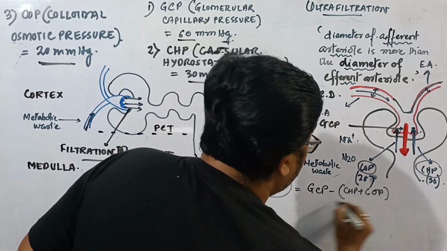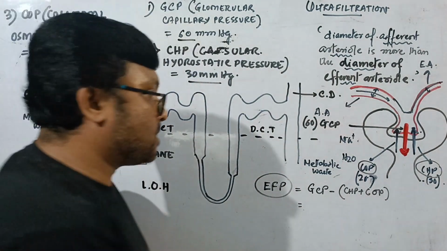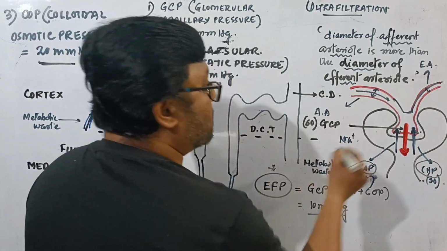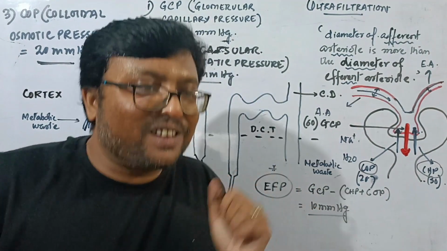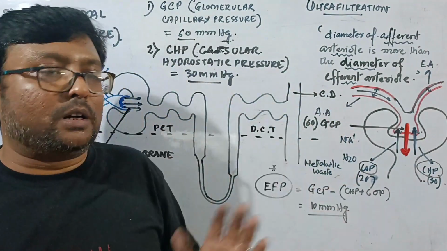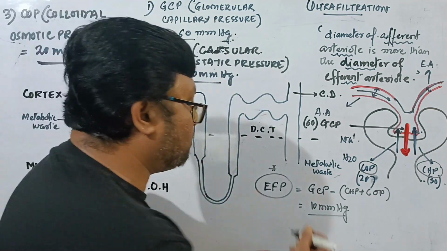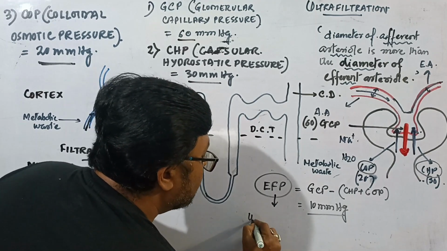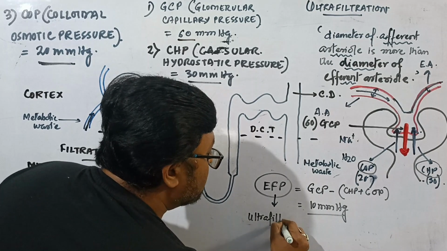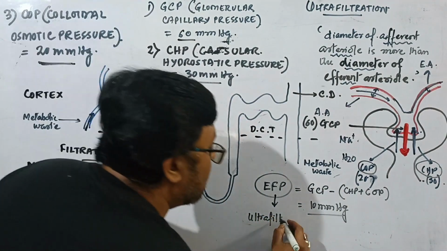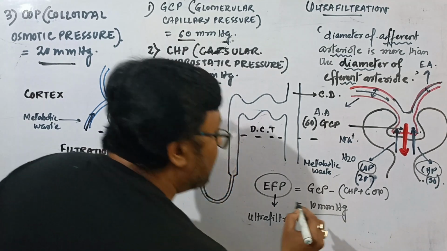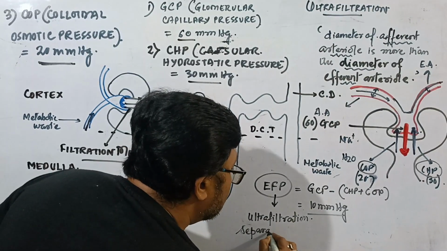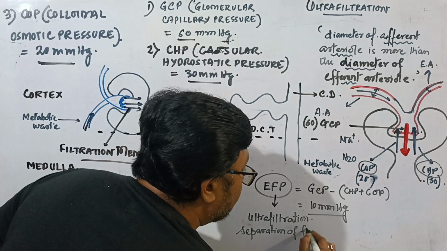So how much will it come to? Yes, so it is exactly around 10 mmHg, and due to this effective filtration pressure, the filtrate is separated from the blood. This pressure helps in ultrafiltration. This 10 mmHg pressure helps in ultrafiltration, and you can even say that it helps in separation of filtrate from the blood.